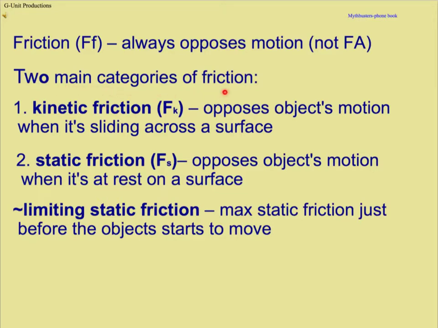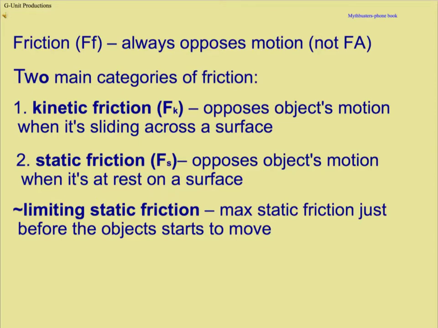There are two main broad categories of friction. The first one is kinetic friction. The second one is static friction. Kinetic friction always opposes an object's motion when that object is sliding across a surface. So as it slides across a surface, kinetic friction is what opposes the motion. Whereas static friction always opposes an object's motion when it's at rest on the surface.